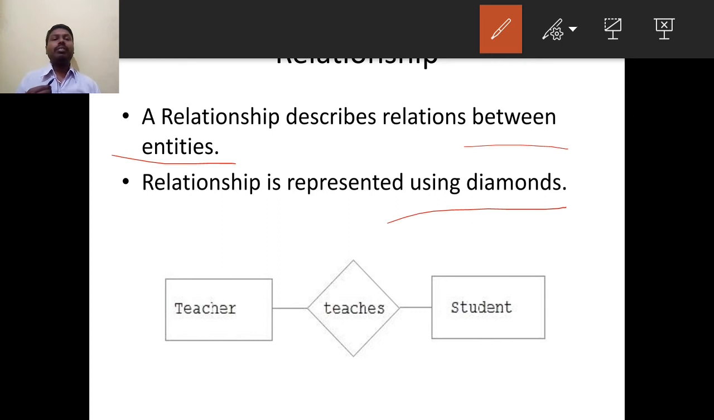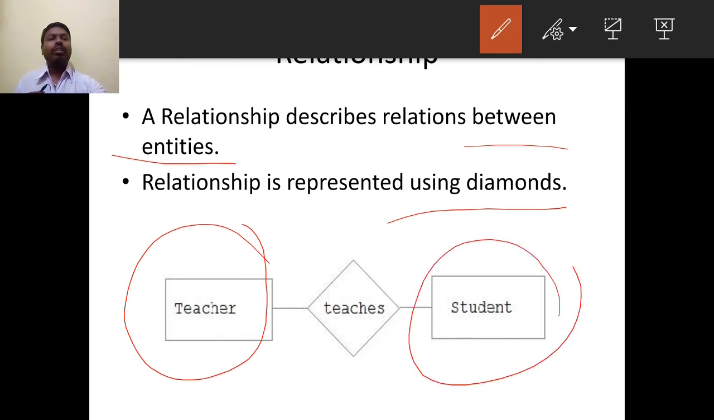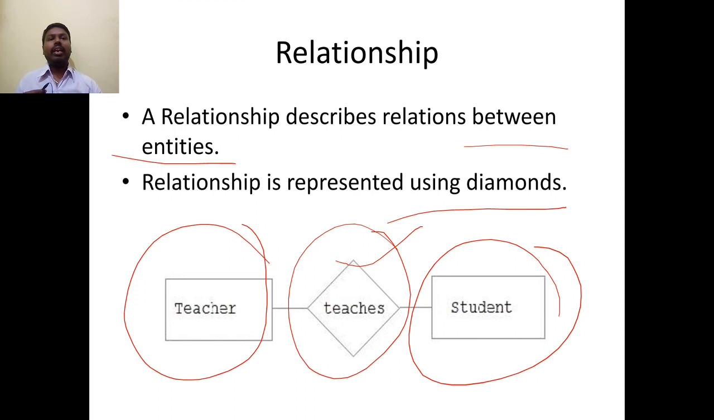We will see one small example so that you can easily understand. Teacher, we know that it is an entity, and student, we know that it is another entity. So between teacher and student, what is the relation? Teaches is a relation. How do we represent it? You can see we represented it using a diamond symbol. Understand? So what is a relationship? It describes the relation between entities. And how do we represent it? We represent it using a diamond symbol.